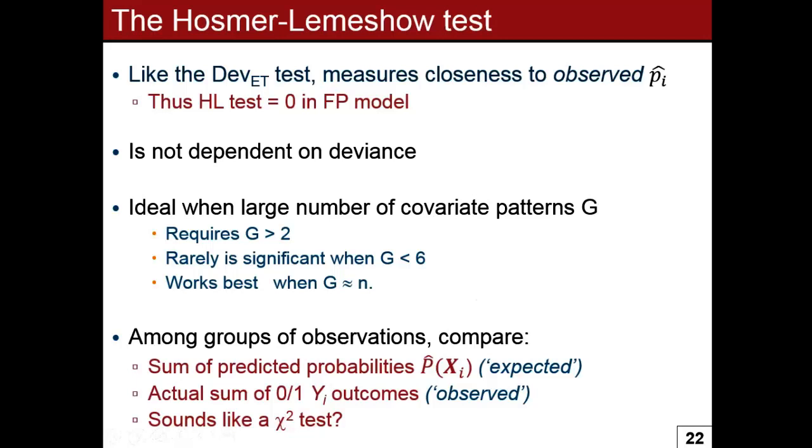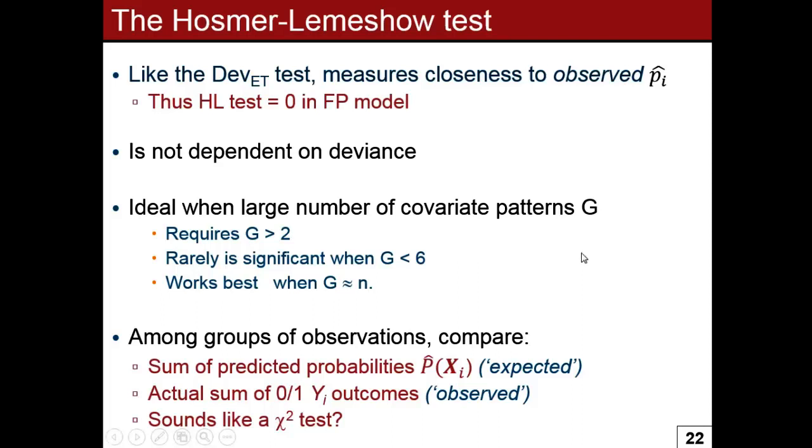What it does is it takes a very bird's eye view of your model output and just says, hey, let's look at all the predicted probabilities for every respondent or every observation in your data set. Every person, given their covariates, you can predict their probability of the outcome. Let's look at the sum of their predicted probabilities and compare it to the sum of the actual outcomes, the actual zero-ones that happened for those people.